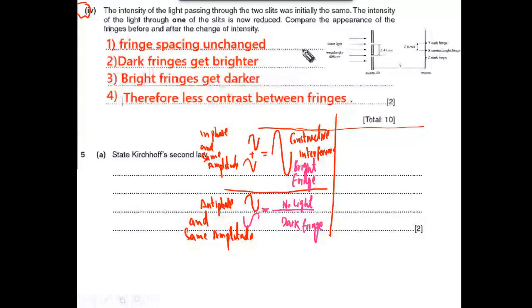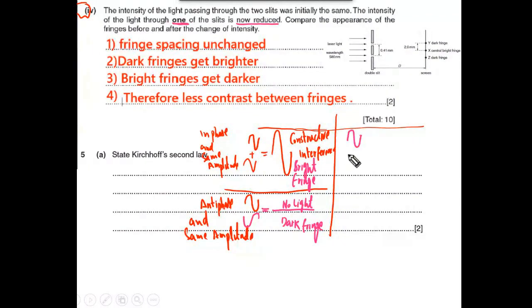Now, what is the question asking you? The question is telling you that now the intensity of one wave is reduced. The light through one slit is reduced. So what does it actually mean? This simply means that now you have one wave like this that has a bigger amplitude. And the other one actually has the same amplitude like this, but smaller than the other one. So let me write down here. It has the same amplitude as this one.